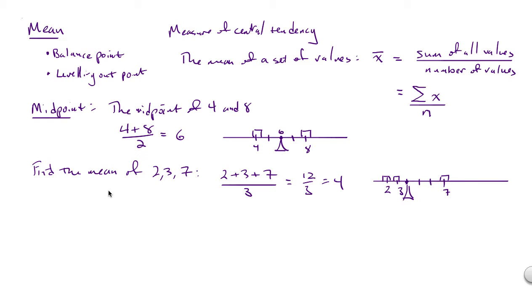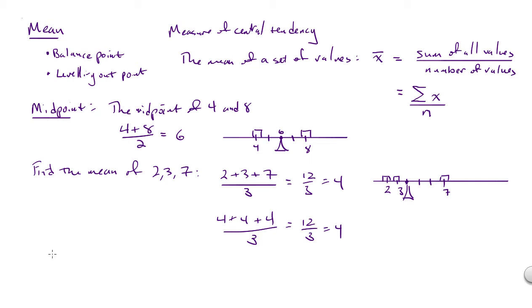So how does this relate to the leveling out point? Well, imagine that instead of adding 2, 3, and 7, we just added 4, 4, and 4, 3 times and divided by 3. We'll get the same number, 12 over 3, or 4. So basically what this means is if you replace every single one of these numbers with the mean, which is 4 in this case, you'll get the same mean. So 3 weights at 2, 3, and 7 is the same as just stacking 3 4s.